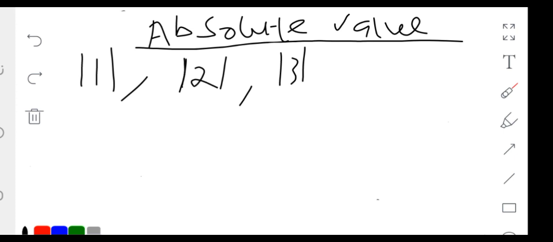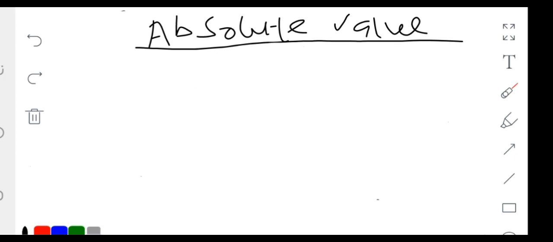That is the distance between the origin and 1, which is 1. Distance between origin and 2, which is 2. Distance between origin and 3, which is 3. And always remember, absolute value is always positive and not negative. It is always positive. Remember that. Very, very important.